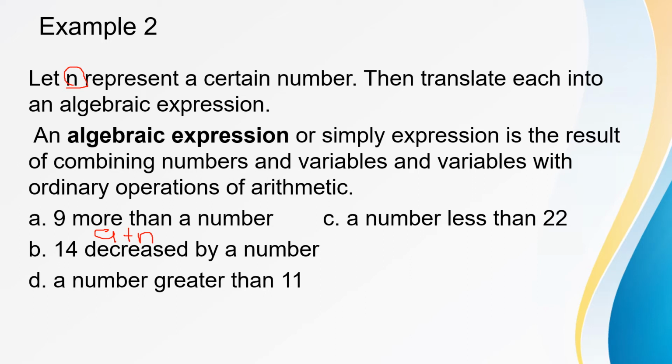Here, 14 decreased by a number. So, that is 14 minus n. Decreased by is the keyword here. In letter C, a number less than 22. So, here the keyword is less than. So, n minus 22, or we can write 22 minus n, but since it is a number less than, that means it goes first. A number greater than 11. So, the keyword is greater than, therefore, that is n plus 11.